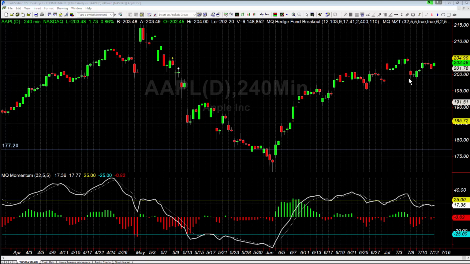And as long as you continue to put in higher pivot lows, you'll stay long. If you're in a downtrending market, trail it behind pivot highs. As long as it continues to put in lower highs, you'll stay short. So that's your quick tip for today.